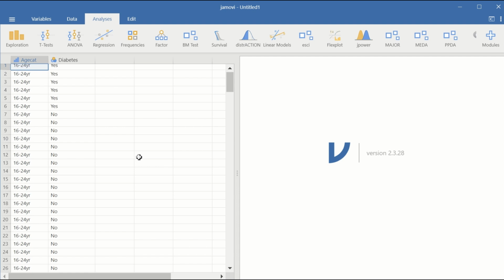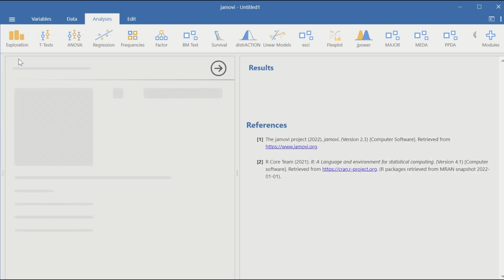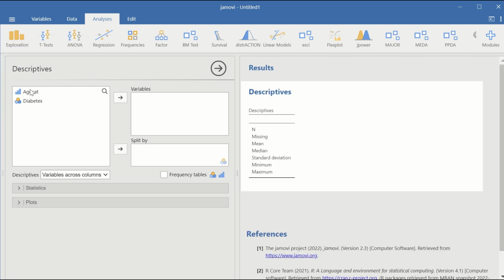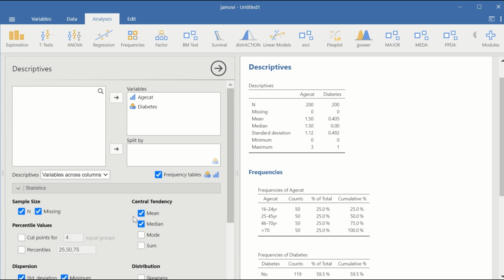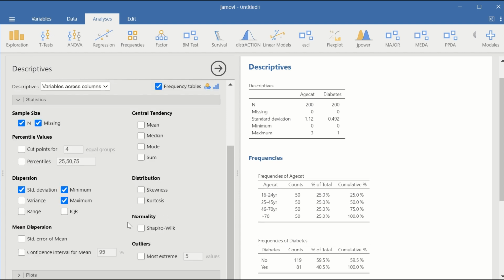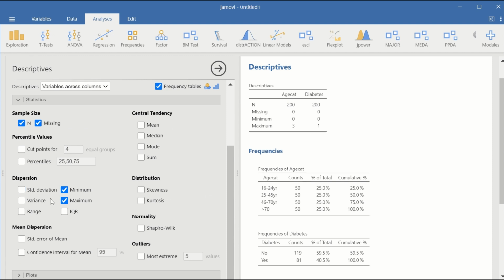Before we proceed to the regression, let's look at some descriptive statistics. Click on exploration and then select descriptives, then drag the age category and the diabetes into the variables, and tick the frequency tables. Since both of them are categories, we don't need the mean and the median. We remove the standard deviation, and we keep the minimum and the maximum.